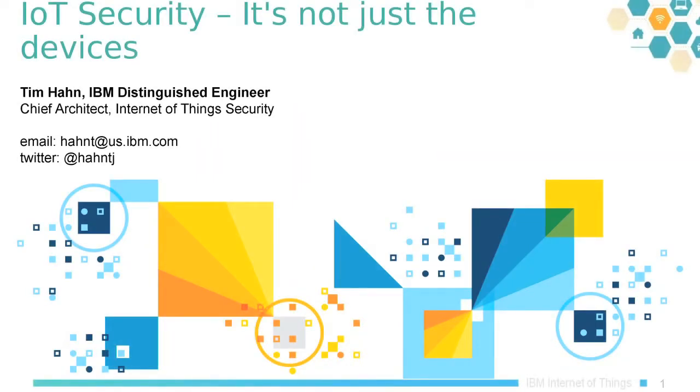My name is Tim Hahn. I'm Chief Architect for IoT Security within IBM. So if you hadn't heard the news, IBM has a fairly large investment in the Internet of Things, which means quite a lot of us are working in this space.